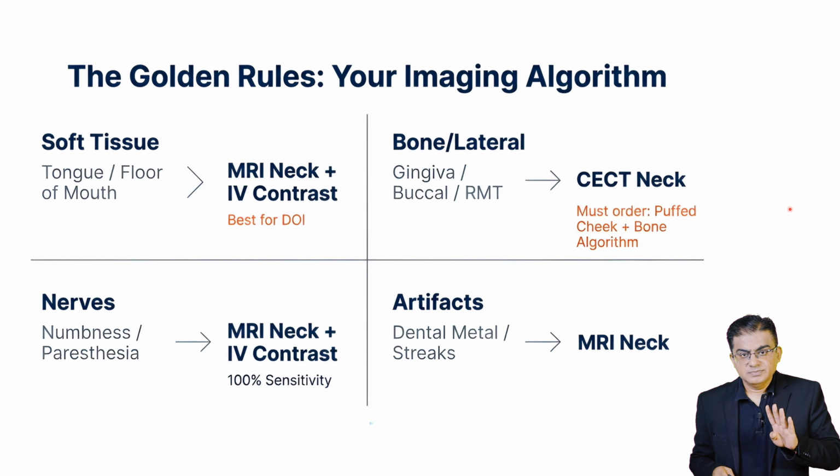Rule number 4. If your patient shows signs of any neuropathy or you suspect perineural invasion, your imaging of choice should be MRI. It is the only scan that can see the nerve before the bone widens. So, next time you are sitting in the OPD, don't guess. Look at the site, see what you are suspecting, and order the right scan.